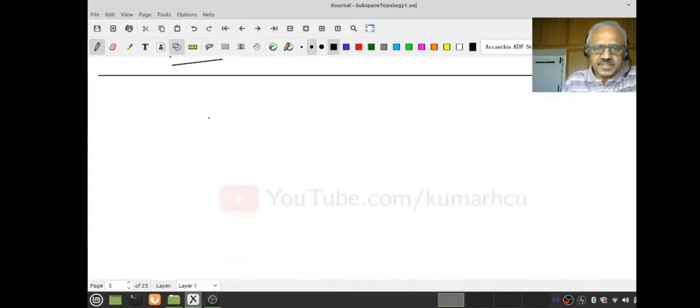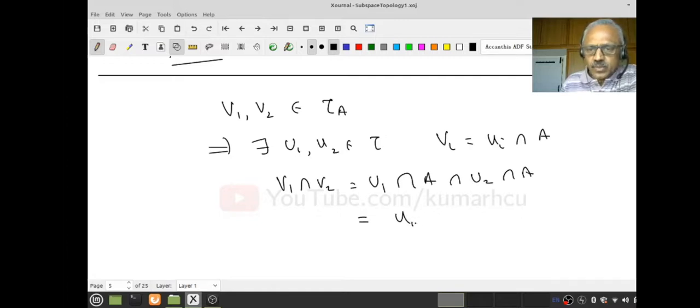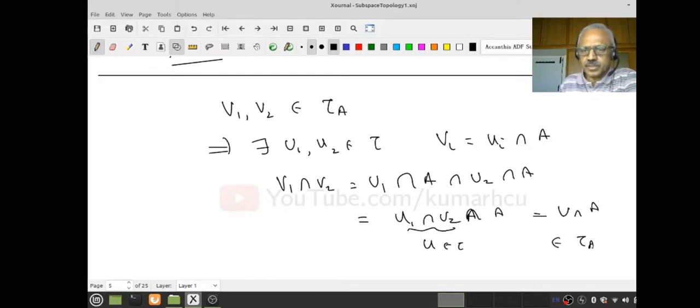Okay, and intersection is similar. Suppose V_1, V_2 are in tau_A, then that means there exist U_1, U_2 in tau so that V_i is U_i intersection A. Therefore, V_1 intersection V_2 is U_1 intersection A intersection U_2 intersection A, that is U_1 intersection U_2 intersection A, but U_1 and U_2 are in tau. Therefore, this is some U which is in tau. Therefore, this is of the form U intersection A. Therefore, it also belongs to tau_A.